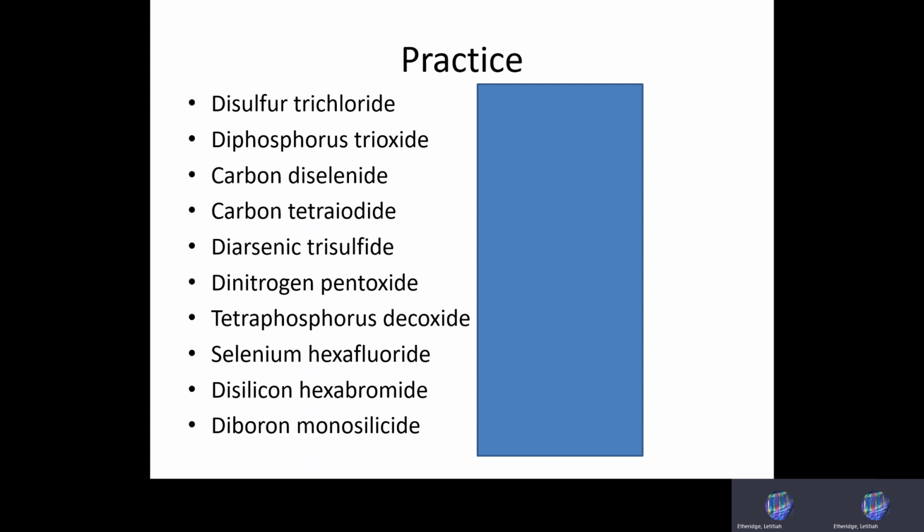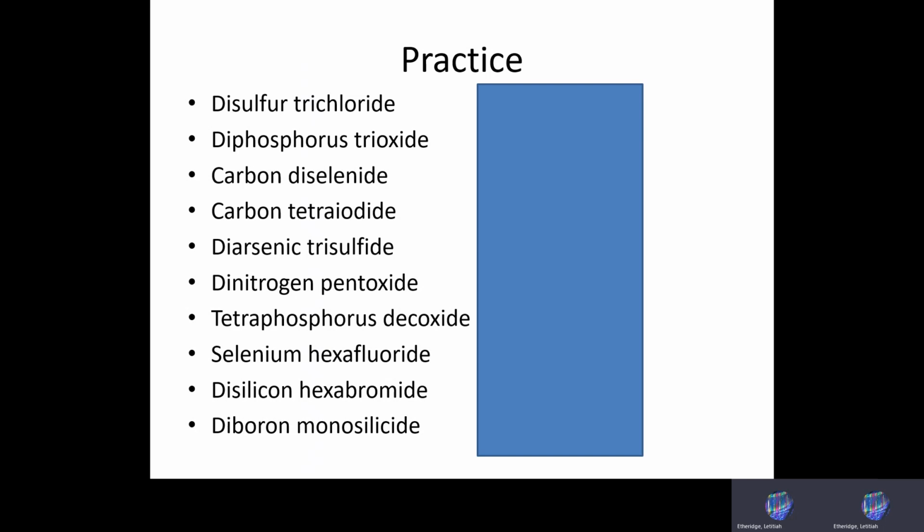The next one is dinitrogen pentoxide. So we have 2 nitrogens and 5 oxygen. That would be N2O5. The next one, tetraphosphorus decoxide. Okay, yep, this is a big one. So tetra means 4, deca means 10. So we are looking at P4O10.